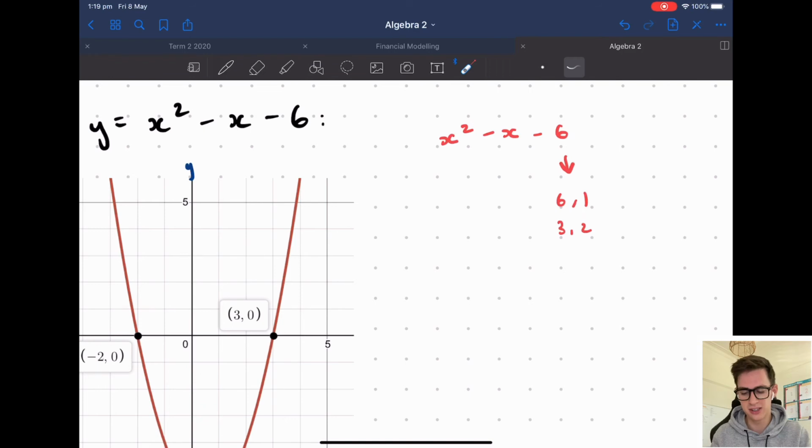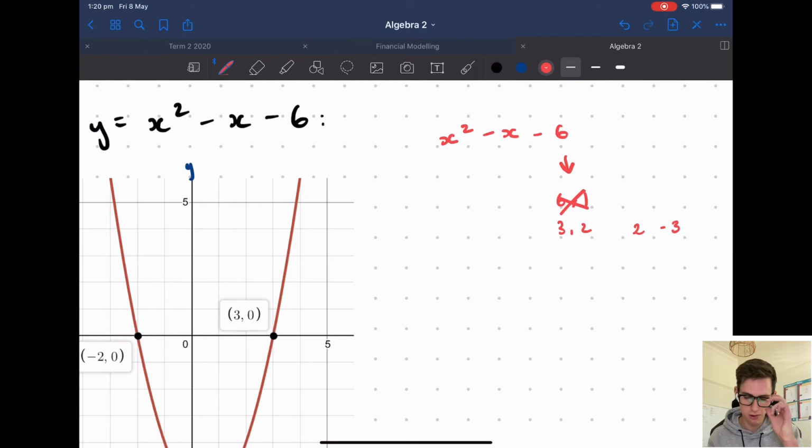I can't do it with 6 and 1 because it's either going to be a 7 or a 5. Okay, so that's no good. But with 3 and 2, how do I get negative 1? There's plenty of ways. You could say 2 and minus 3, because that's going to leave me with negative 1. You could say minus 3 and 2.